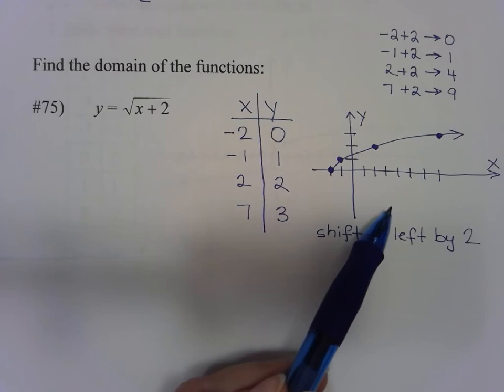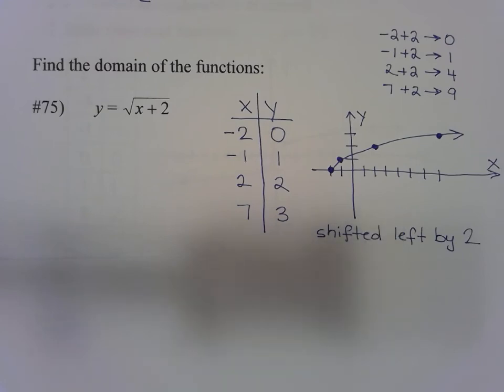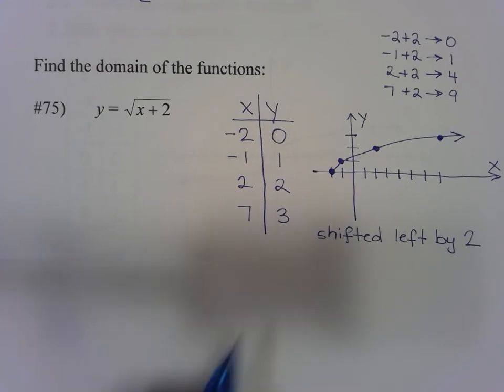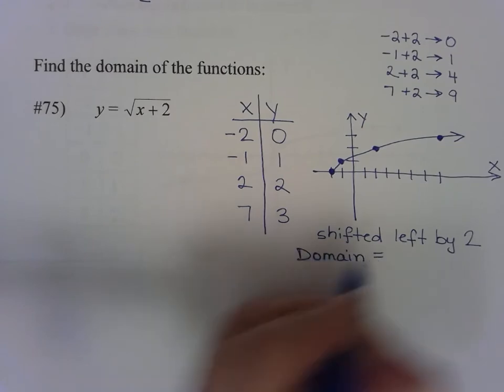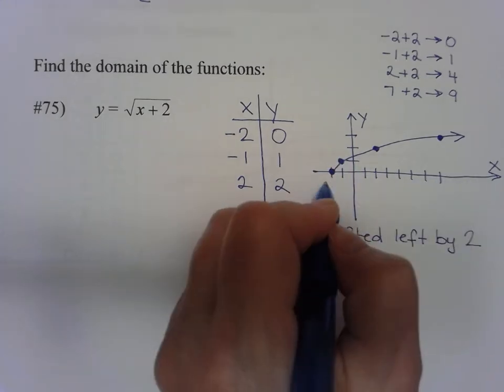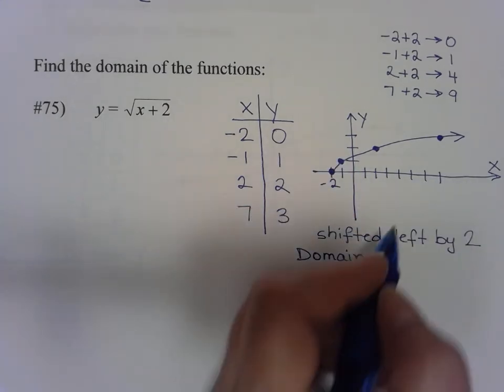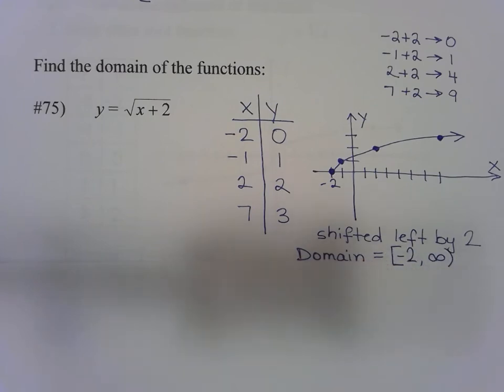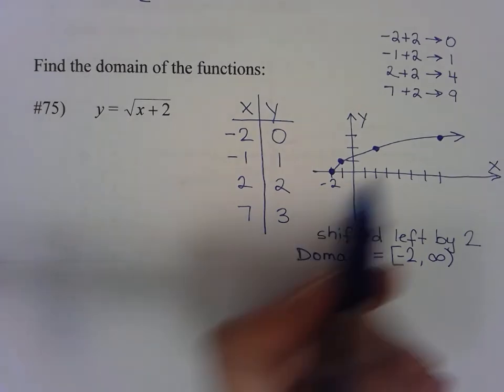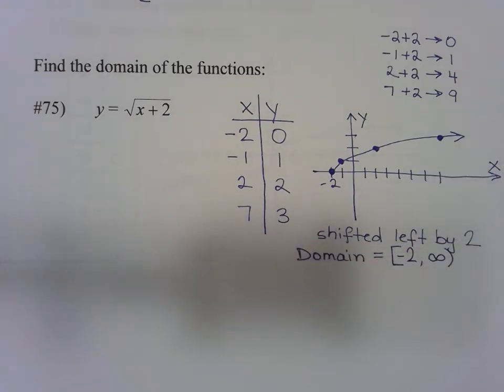Okay, but given this graph, what would be the domain? Let's see if we can fit that in here. From left to right, my leftmost point is at -2, and I have a point there. And I'm going to continue going right forever to infinity. Okay, so one method for coming up with the domain is to think about the graph or look at the graph. If you have a graphing calculator, you can graph the graph first and think about it that way.